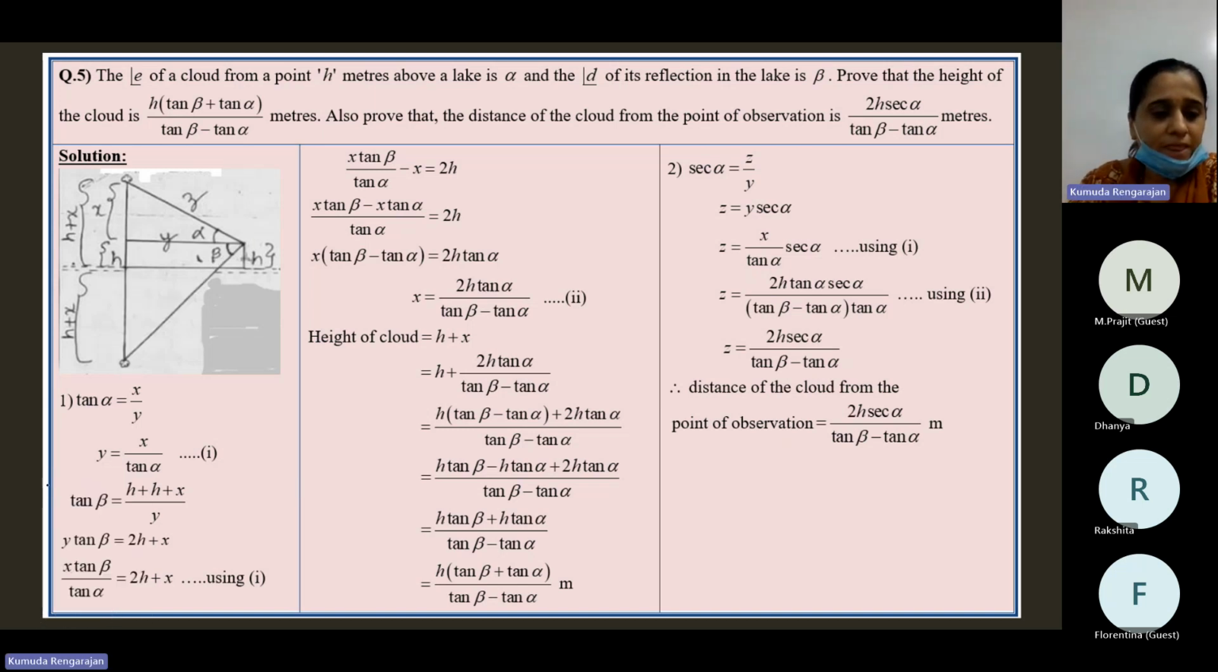So cross multiply: y tan beta is equal to 2h plus x. Now we don't want y, so we substitute. What is y? x by tan alpha. So after cross multiplying, y is replaced with x by tan alpha. So you can see here x by tan alpha, times tan beta, is equal to 2h plus x.